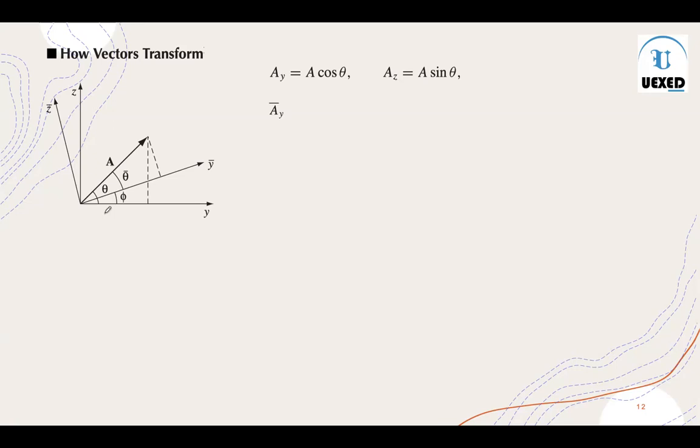Now it's very simple. A cos of theta minus phi. Yeah, because in this representation you have a theta bar here, which is making an angle with the y bar axis. So now you can immediately calculate theta bar, which is nothing but theta minus phi.